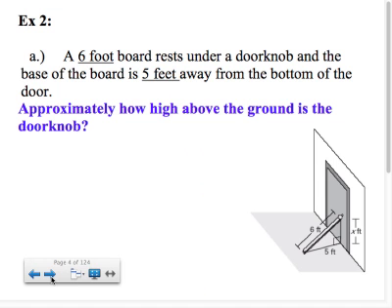Okay, more of an application type problem. Okay, a 6-foot board rests under a doorknob and the base of the board is 5 feet away from the bottom of the door. Approximately how high above the ground is the doorknob? So here's your board, right? There's your board. It's resting 5 feet away here. The question is, figure out this height right here. It's a Pythagorean theorem problem.